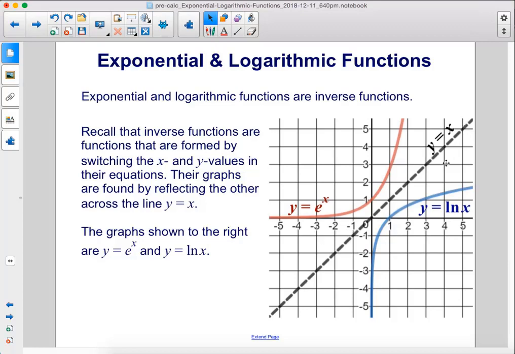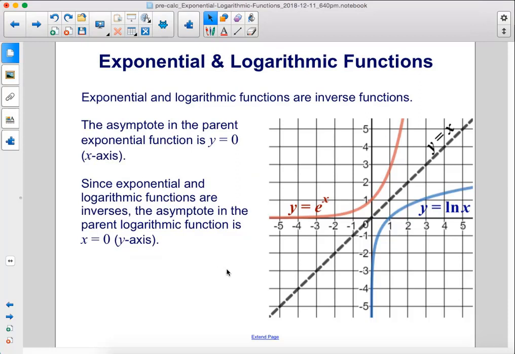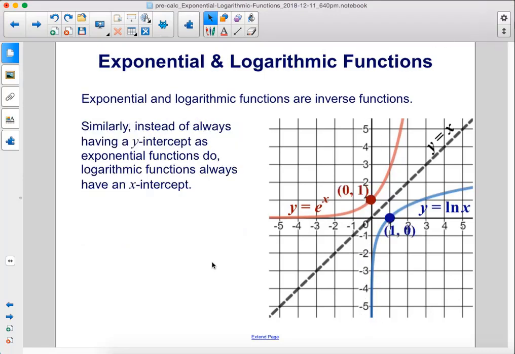The graphs shown to the right are y equals e to the x and y equals the natural log of x. The asymptote in the parent exponential function is y equals 0, or the x-axis. Since exponential and logarithmic functions are inverses, the asymptote in the parent logarithmic function is x equals 0, or the y-axis. Similarly, instead of always having a y-intercept as exponential functions do, logarithmic functions always have an x-intercept.